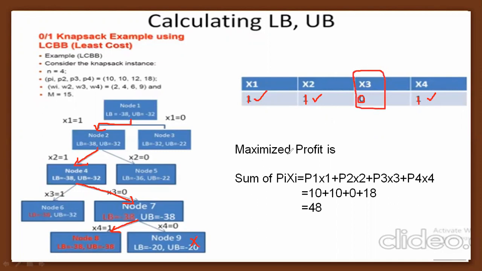So here, then I need to find the profit. The formula for finding the profit is sum of PIXI, P1X1 plus P2X2 plus P3X3 plus P4X4. The value is 48. So finally, the maximum profit is 48 when I fill the bag with the complete first item, complete second item, and complete fourth item. I cannot select the third item.